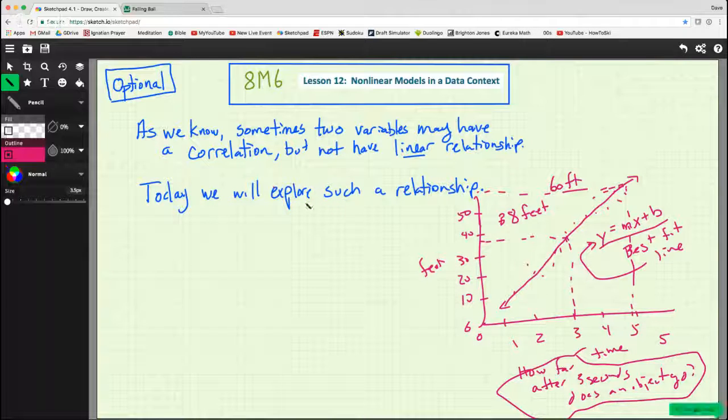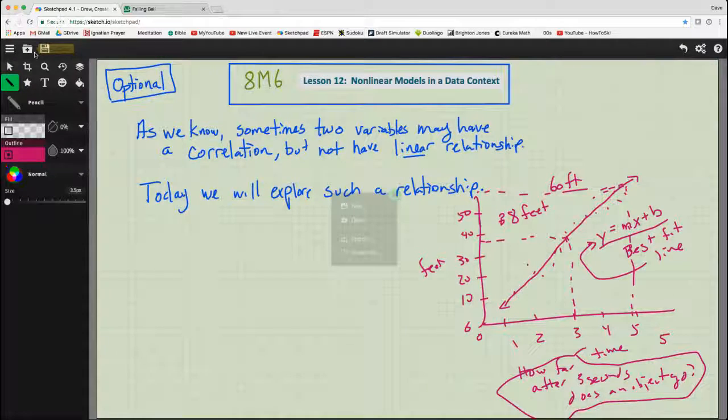Now, we're going to talk about a relationship where this data is not linear. And we'll show a good example. It's a real world example, and you'll see what we're talking about. Now, we're not going to find that best fit line or the equation of that best fit curve, but you'll see what we mean. And let's move forward to that example.